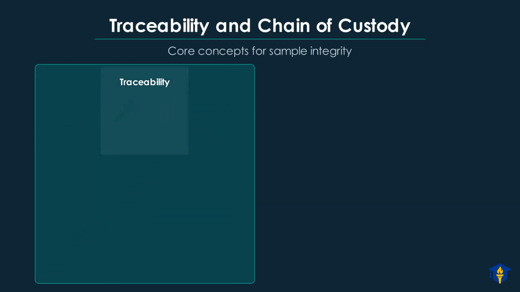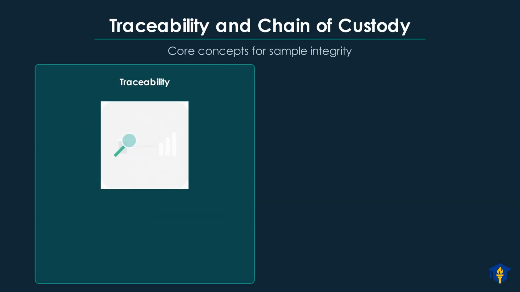First, let us define traceability, which is a crucial component in laboratory data management. Traceability gives us the ability to fully track the history, application, and precise location of any sample or data element. This capability ensures that every test result can be directly linked back to its original sample, instrument, and method.